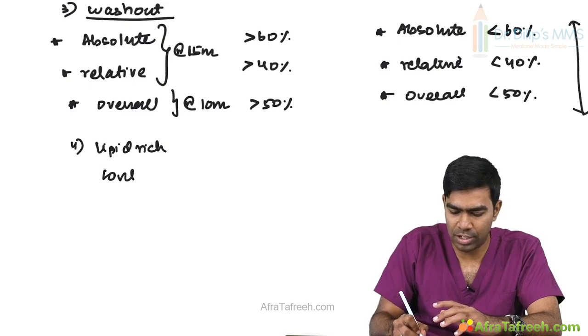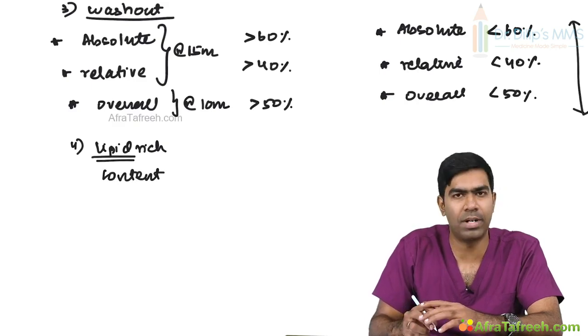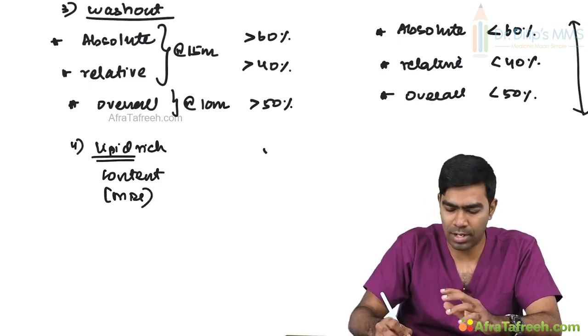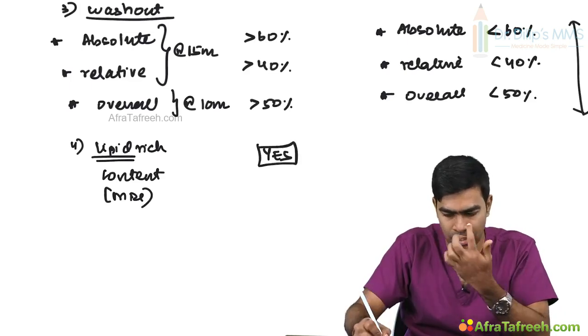So lipid-rich content, which means the word I use, lipid, means I have to assess it by MRI only. So lipid-rich content in MRI is there or not? Yes, if it's a benign lesion. No, if it's a malignant lesion. Because higher lipid is a characteristic feature of a benign lesion.